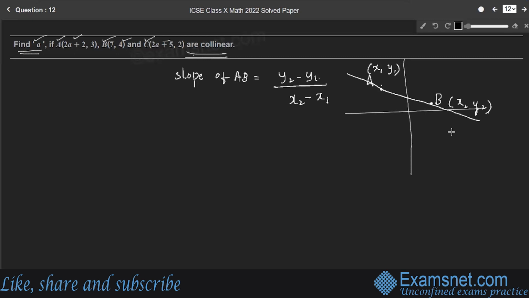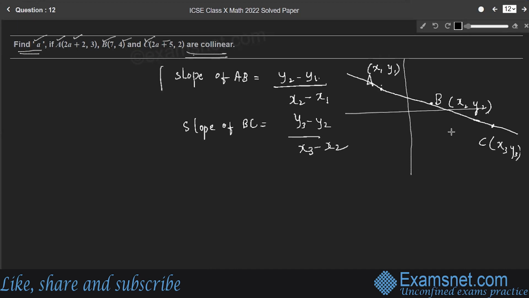So we'll consider another point C somewhere here, right? Let the coordinates be x3 and y3 respectively. If 3 points are collinear, then the slope of AB is equal to the slope of BC. The slope of BC is y3 minus y2 divided by x3 minus x2. Therefore, the slope of AB is equal to the slope of BC because the 3 points are collinear, right?